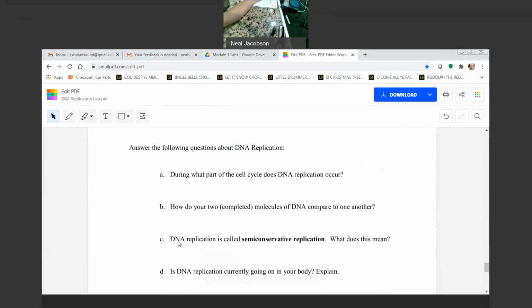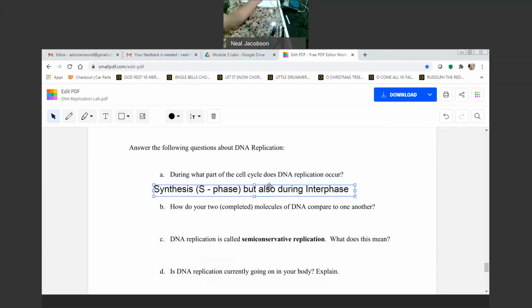All right, during what part of the cell cycle does DNA replication occur? Well, we know that's during the synthesis or S phase, but also during interphase. So during interphase, there's a small segment called S phase, and that's when DNA replication occurs.